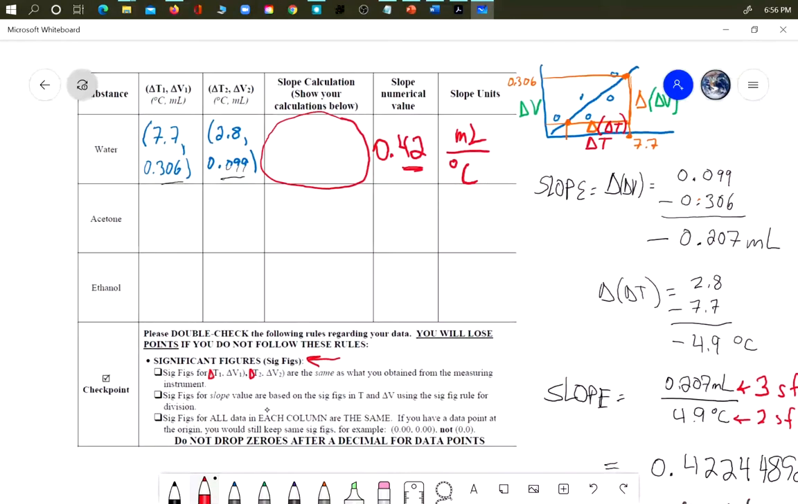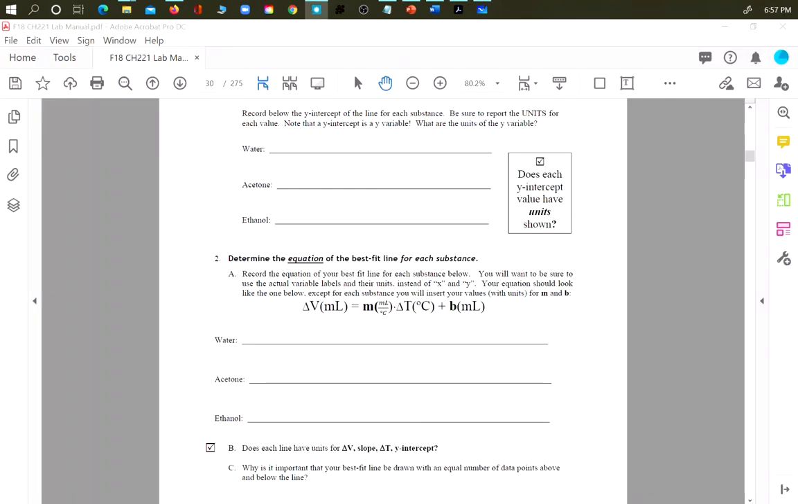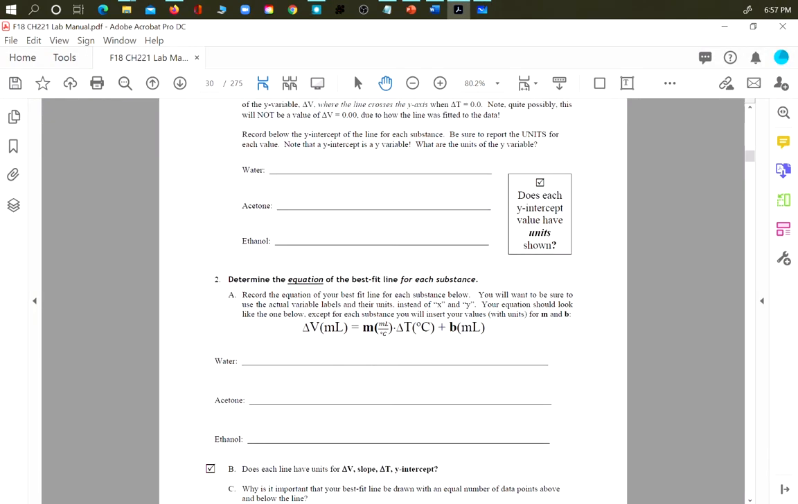Okay, so there are some other hints over there. If you happen to have zeros for any of these, don't drop your zeros at the end. That's kind of an important point. All right, on the next page are the last couple of questions.